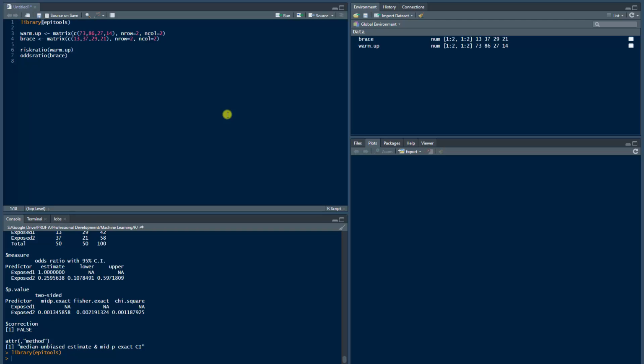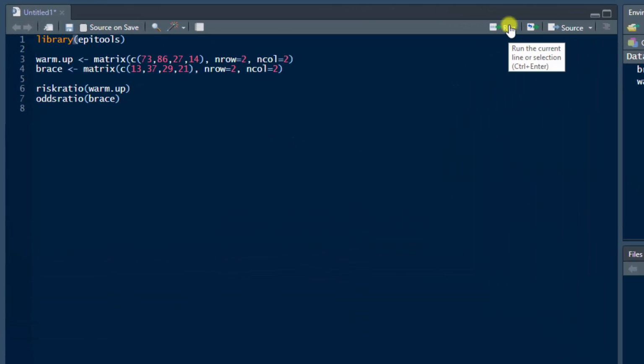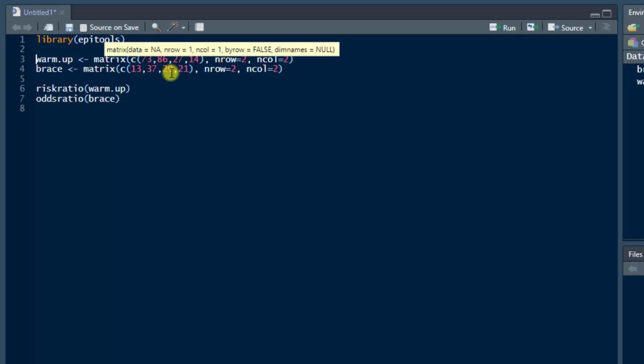Okay, so now I'm back in RStudio. I'm going to load the necessary package that is needed to run a number of different categorical based statistical analysis, such as relative risk, odds ratio, chi-square analysis. But in this example, I will be calculating the relative risk, the odds ratio, as well as their respective confidence intervals for the two contingency tables I showed you earlier. One was for the warm-up, no warm-up with ACL injury, and the other one is brace, no brace with ACL injury. That was the case control series.